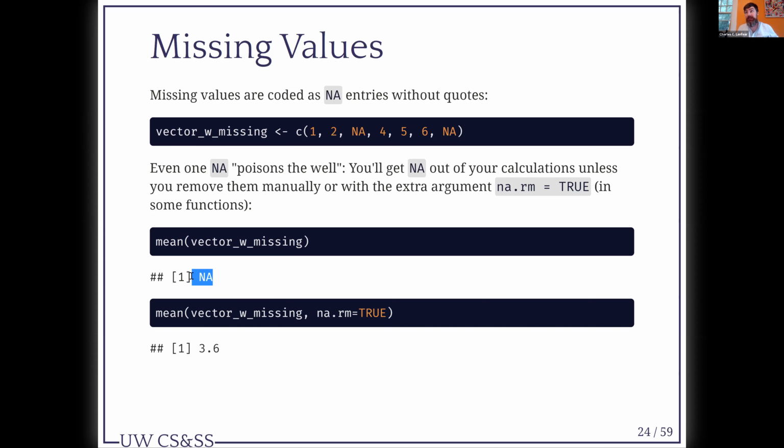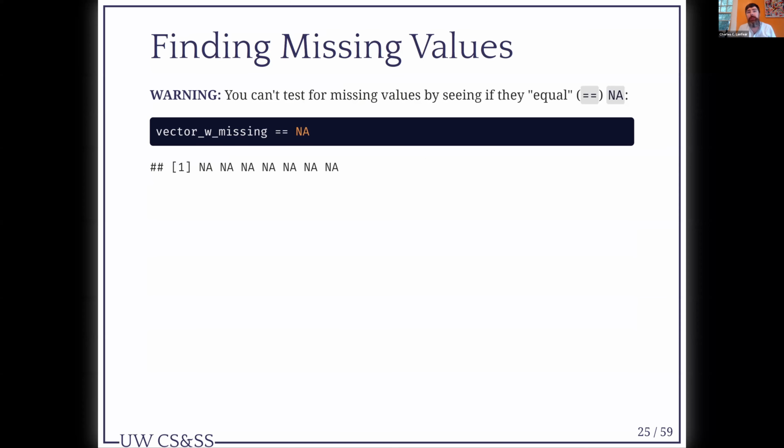You can't take a mean of something that doesn't exist, so it produces an NA. But if I say take a mean of vector W missing, NA.rm equals TRUE, this says if it's an NA, remove it. I can now get 3.6 because that's the mean of the non-missing values in vector W missing. Make sense?